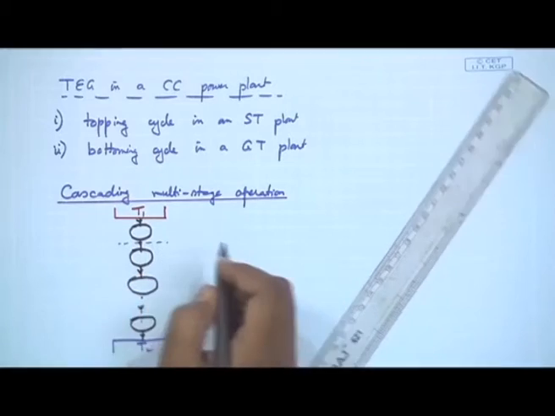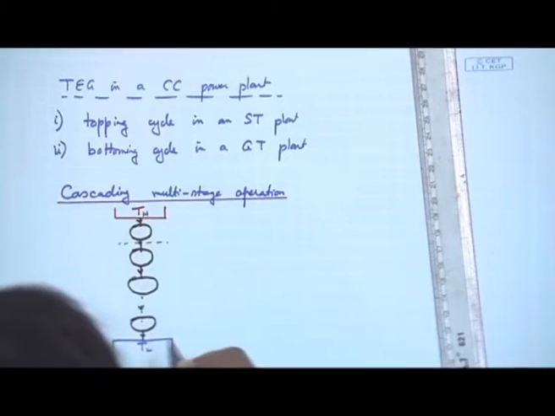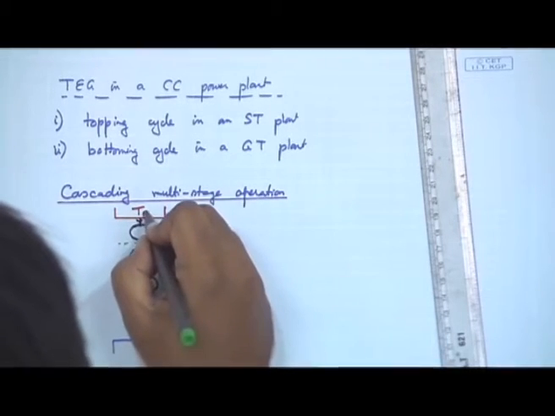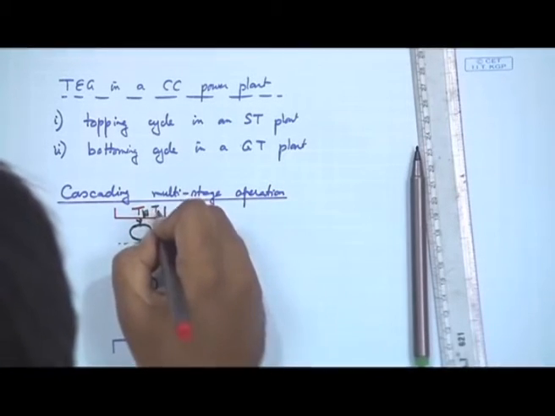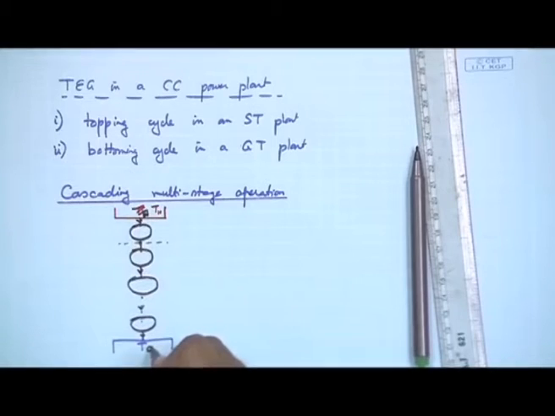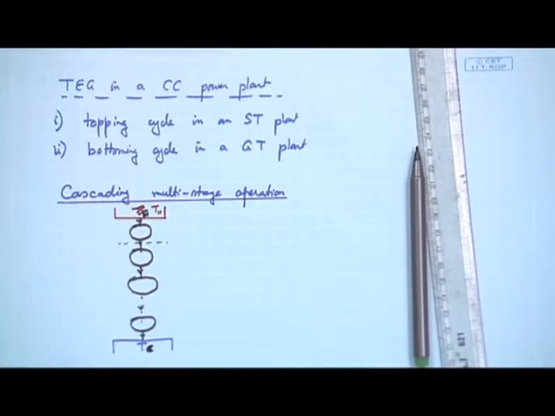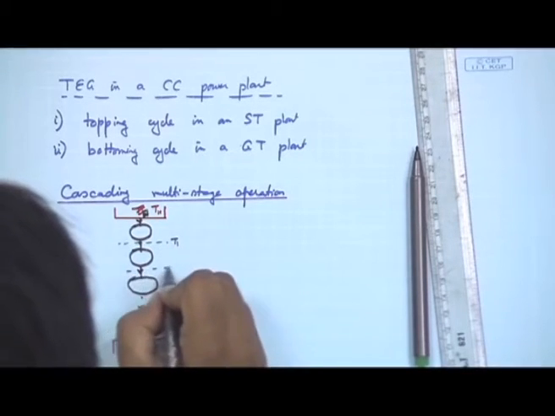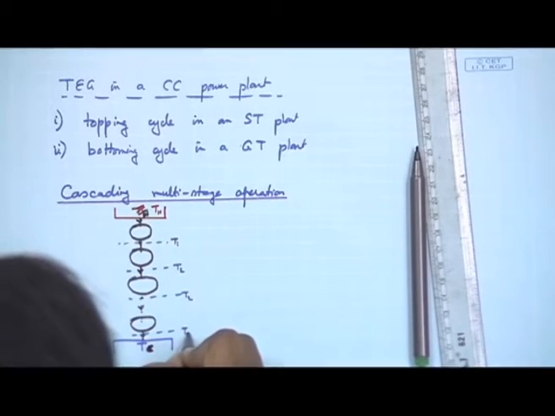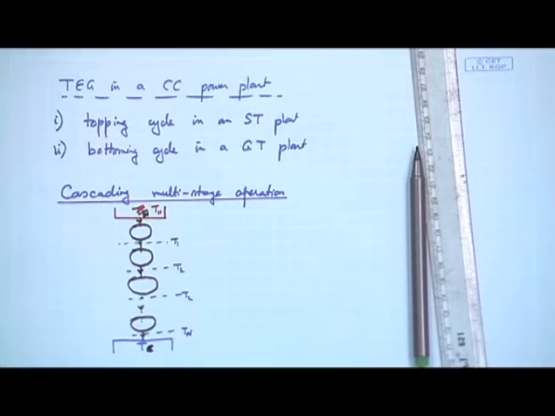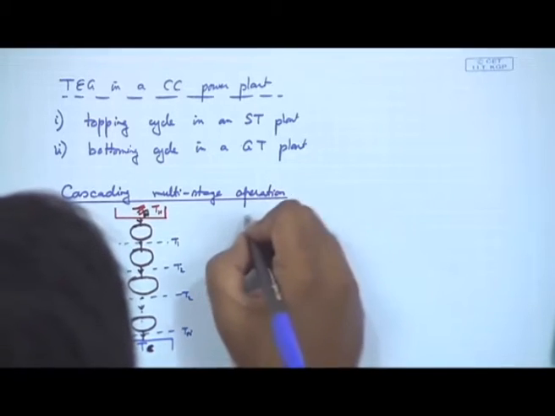The first TEG operates between, let us say, the source TH and TC. I am sorry, let me write it down again, TH, and this is TC. And then I have T1, T2, T3, Tn and so on. Okay. So, then the efficiencies will be different.